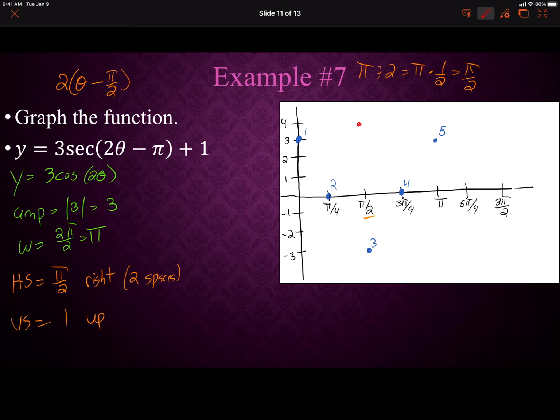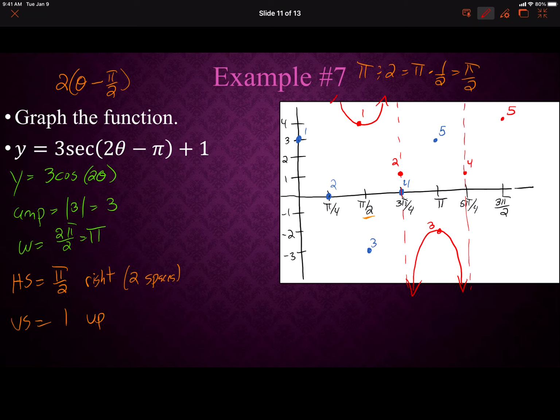So point 1 goes here. Point 2 goes there. Point 3 here. Point 4 there. And then point 5 over here. Again, the ones in the middle are your vertical asymptotes, so I'm going to go ahead and do those vertical asymptotes. The one on the bottom is your downwards facing U. Points up top are the upwards facing U.